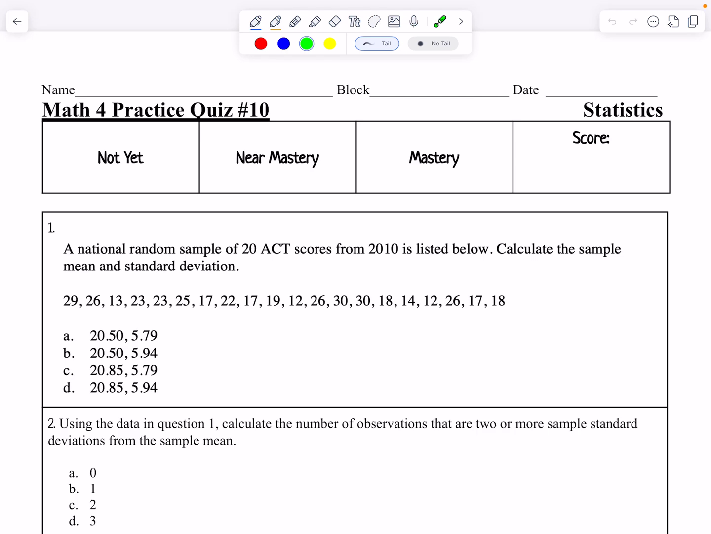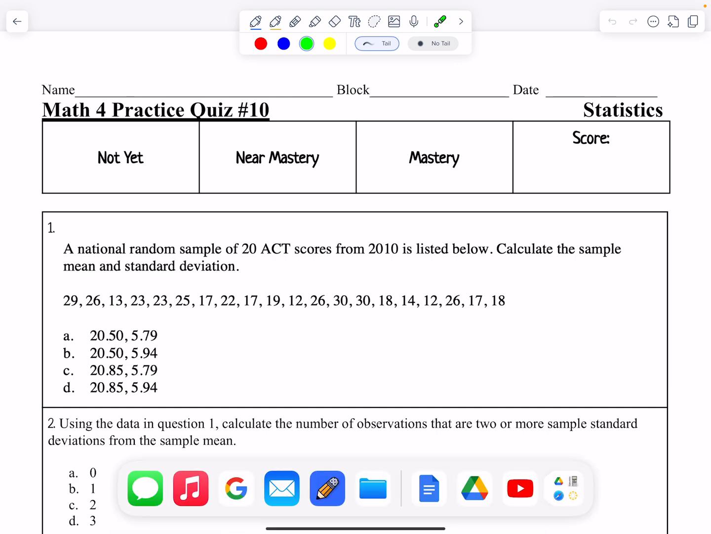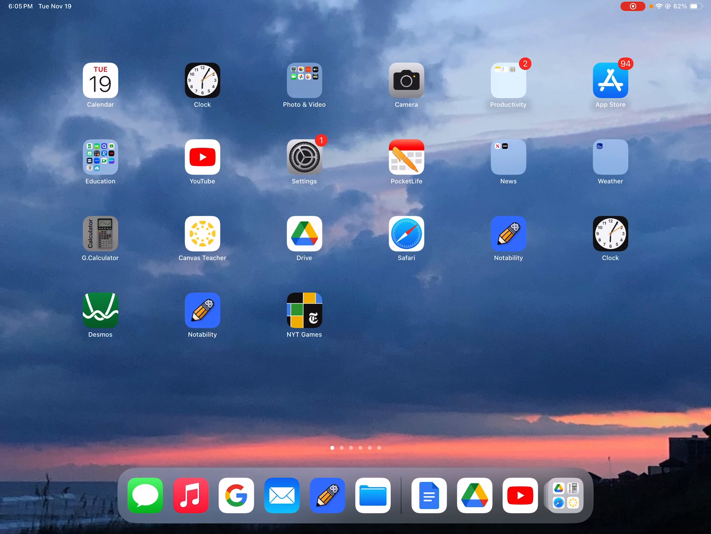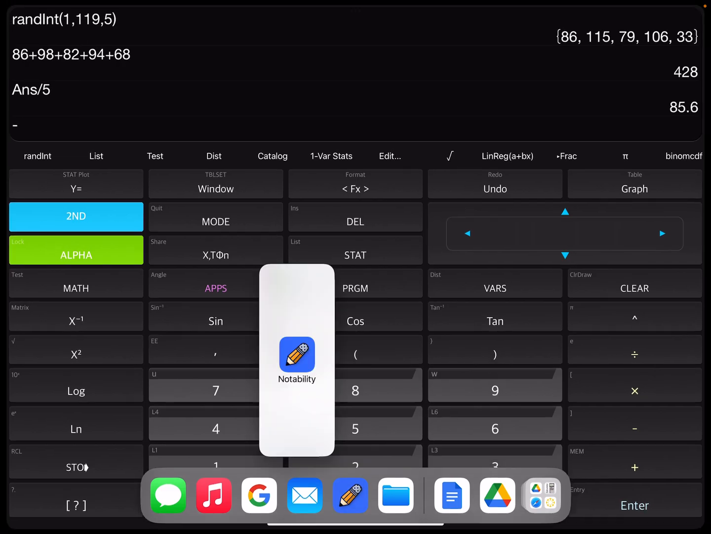Let's take a look at practice quiz number 10 on statistics. Number 1 says a national random sample of 20 ACT scores from 2010 is listed below. Calculate the sample mean and standard deviation. So I'm going to pull up my calculator to type this data in.